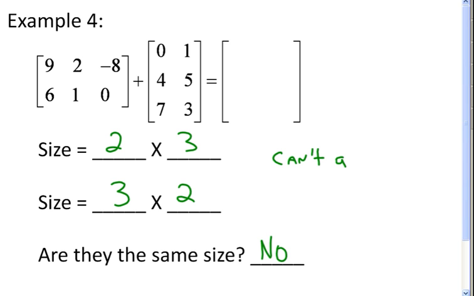add them together because they're not the same size. And you just stop there. There's nothing else to do. You just say I can't add them together because the matrices aren't the same size.